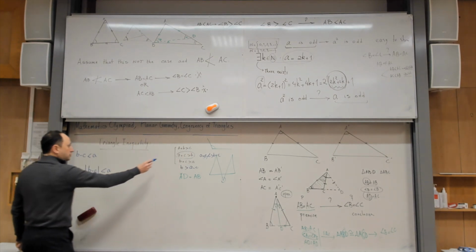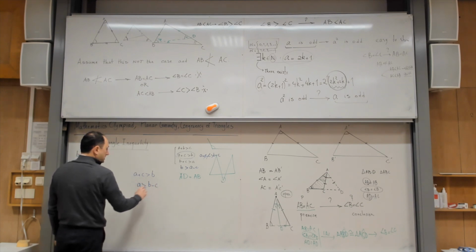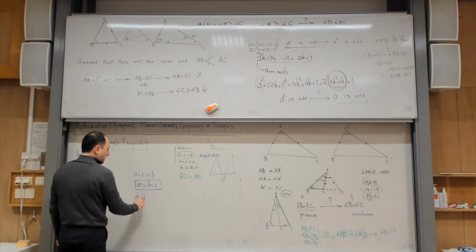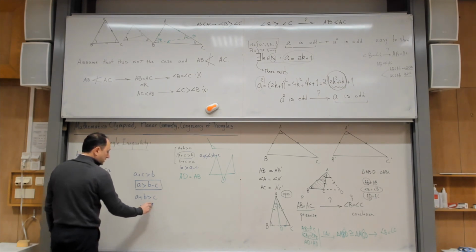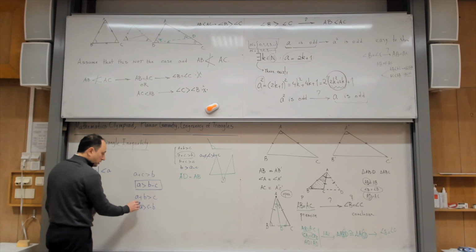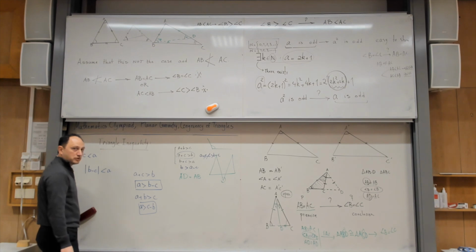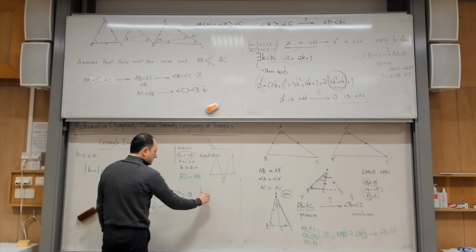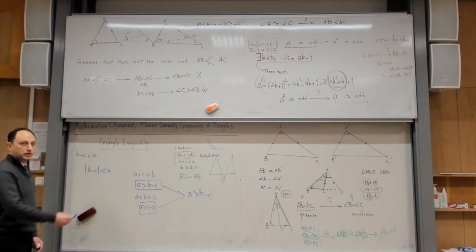Yes, because from this one, a plus c larger than b, I can move this to the other side. a becomes larger than b minus c on the one hand. And from here, a plus b greater than c, I can move b to the other side and conclude that a is larger than c minus b. So you see that a is greater than b minus c and c minus b. So it means that from these two, I can conclude that a is always larger than the absolute value of b minus c, regardless of which one is greater.